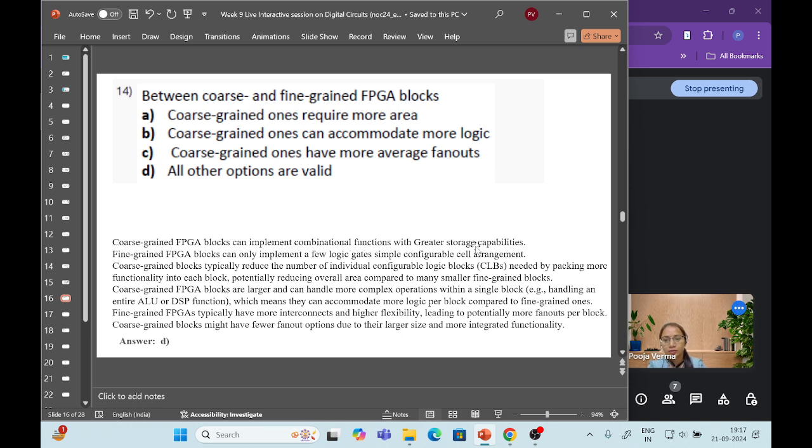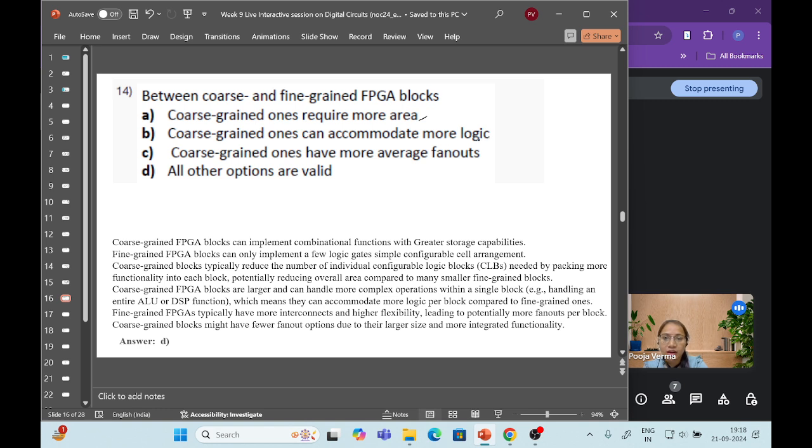Okay, so coarse-grained blocks typically reduce the number of individual configurable logic blocks, that is called CLB, needed by packaging more functionality into each block, and potentially it reduces the overall area. Many smaller fine grained blocks are combined into the coarse grain blocks. So coarse grain ones require more area, and coarse grain ones accommodate more logic blocks.